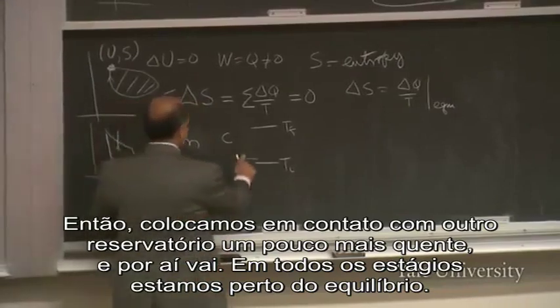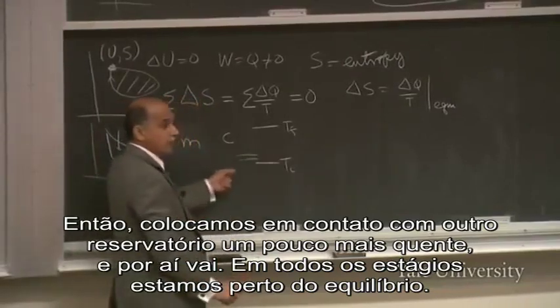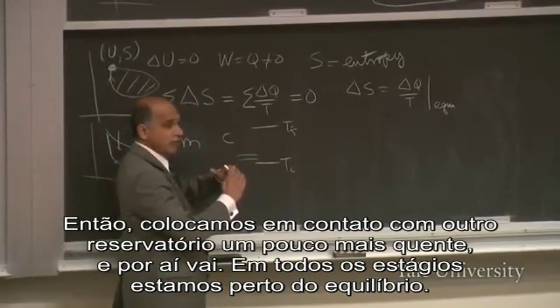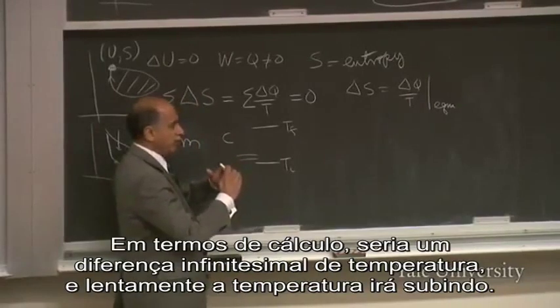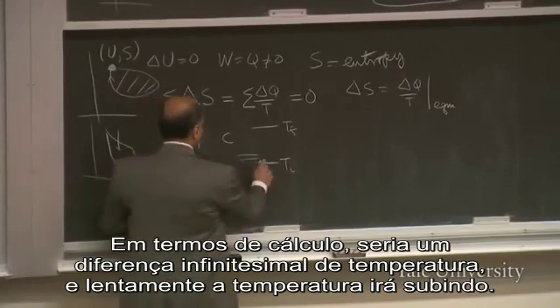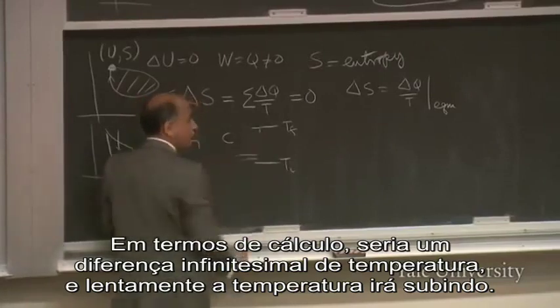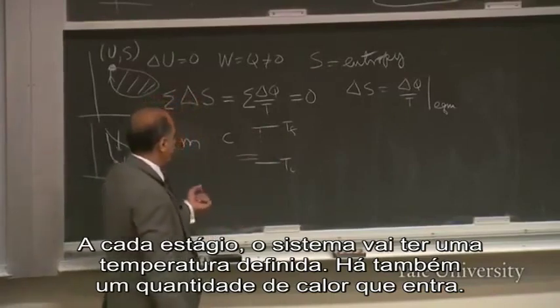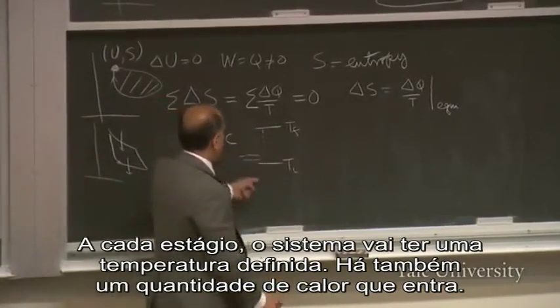Then I put it on another reservoir, slightly hotter than this one. At all stages, I want the system to be almost near equilibrium. In the sense of calculus, you can make the difference as small as you like, provided you do it enough number of times. And slowly, I raise this guy from here to here. At every stage, the system has a well-defined temperature. There's a well-defined heat input, and I want to add it all up.